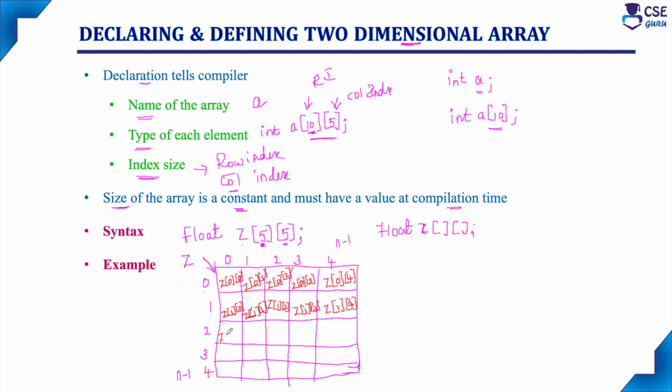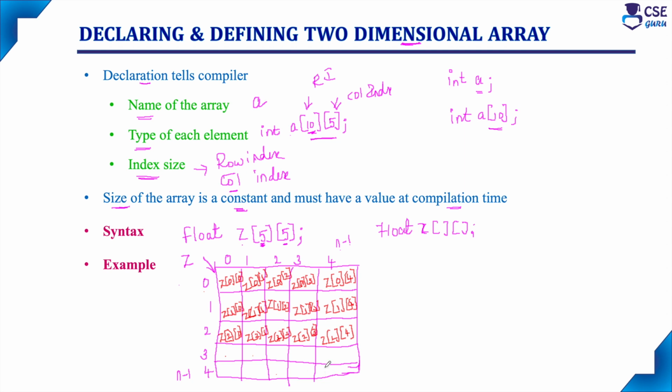Similarly, this is Z of second row, 0th column: Z of 2, 0. And this is Z of 2, 1, Z of 2, 2, Z of 2, 3, and Z of 2, 4. Similarly, this is the third row: Z of 3, 0, Z of 3, 1, Z of 3, 2, Z of 3, 3, Z of 3, 4. Similarly, fourth row: Z of 4, 0, Z of 4, 1, Z of 4, 2, Z of 4, 3, and Z of 4, 4.